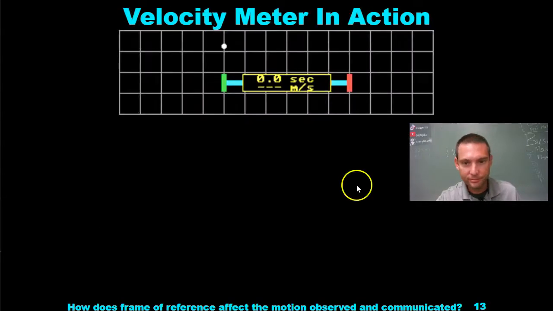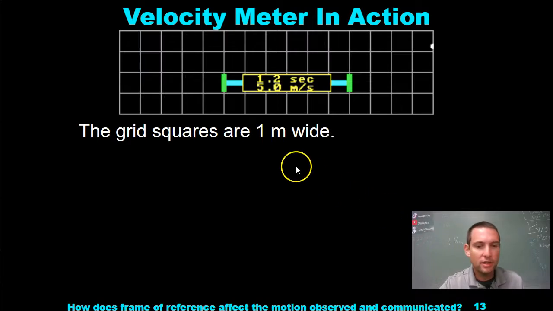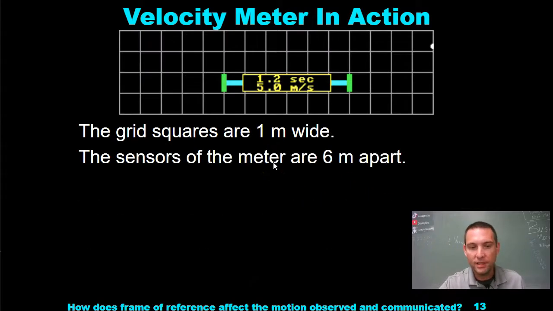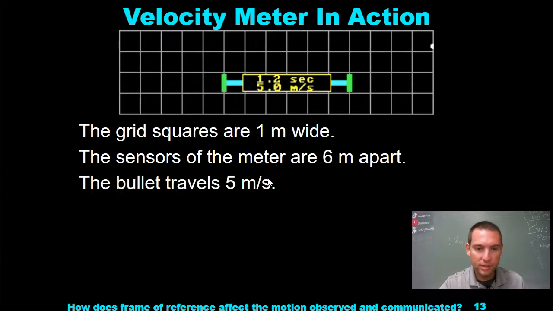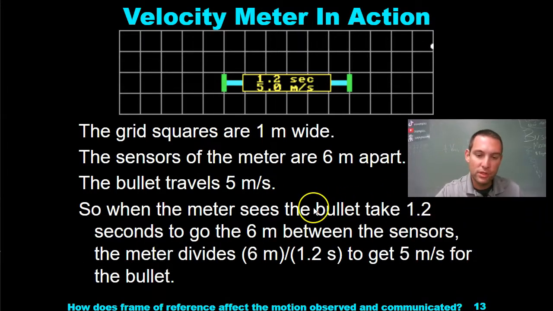So here's our velocity meter, or velocimeter, in action. Square grids are 1 meter wide. The sensors of the meter are 6 meters apart. The bullet travels 5 meters per second. There it goes. So when the meter sees the bullet, it takes 1.2 seconds to go the 6 meters. The distance is divided by the time to get 5 meters per second for the bullet.